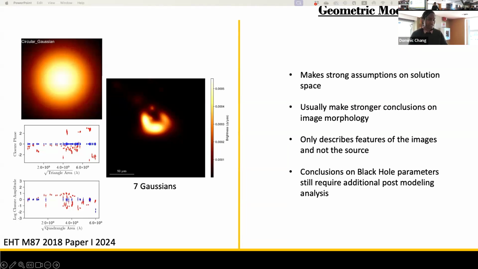Okay, so it's suited for measuring features of the images, but not very well suited for measuring features of the source. So typically, again, if you want to measure things like the mass or the inclination or spin axis position, in order to do that, you again have to do some sort of post-analysis modeling on this.